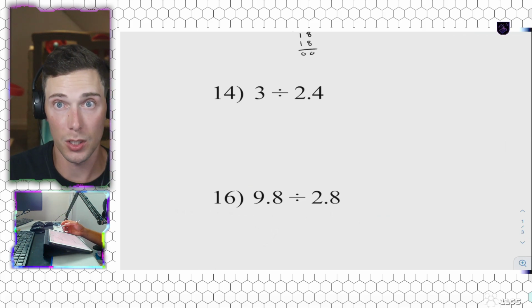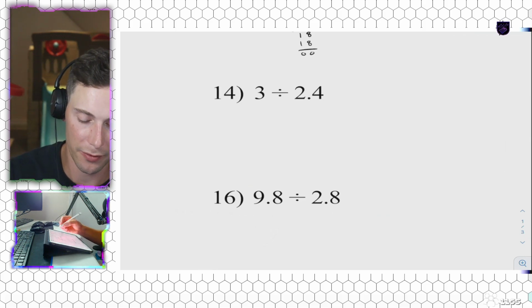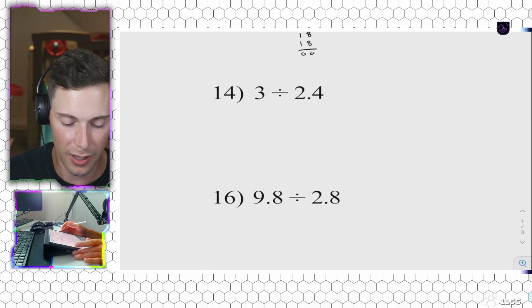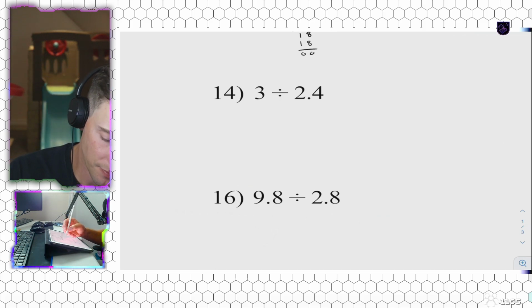Question number 14. 3 divided by 2.4. Another slightly different question. So we're going to multiply by 10 to get rid of this decimal place, times 10. So it's going to be 24. How many times does 24 go into 30?